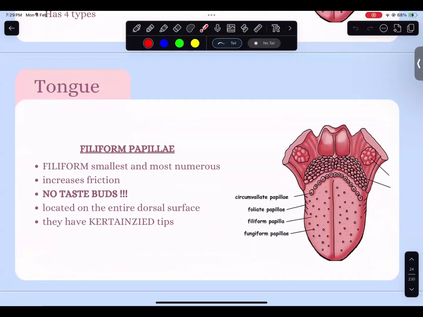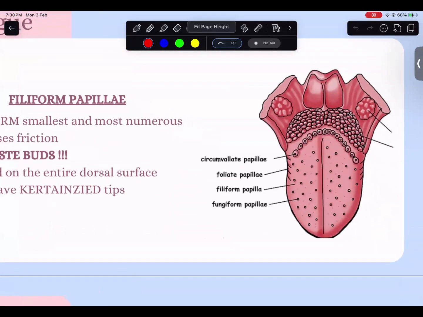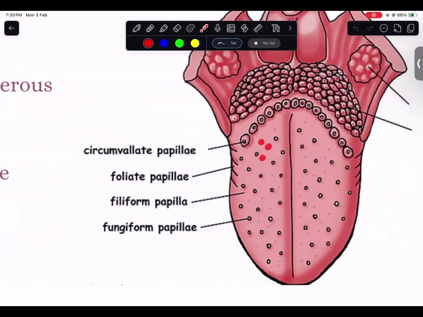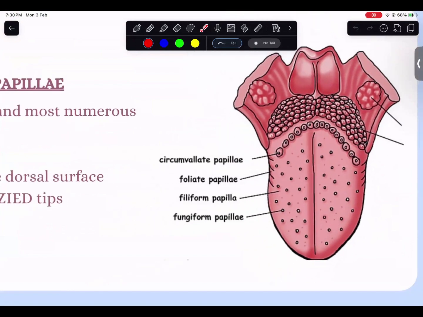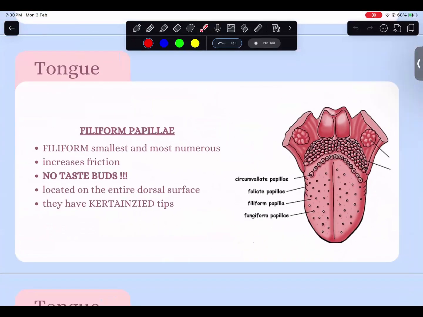So starting off with the filiform papillae, filiform is the smallest and the most numerous, and they also increase friction. And a very important point is they don't have taste buds. Filiform papillae do not have taste buds. So filiform papillae are these little dots that you see here. These are all filiform. So they're very small, and they're numerous, and they don't have taste buds. Their only function is to increase friction of the food, to make it easier for you to gulp down the food. And they also have keratinized tips.